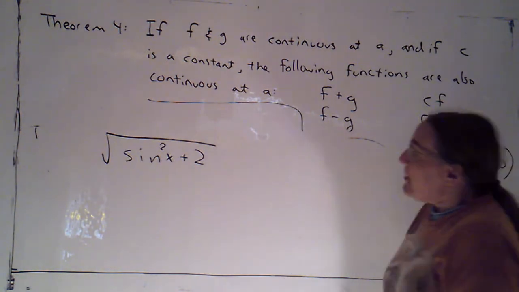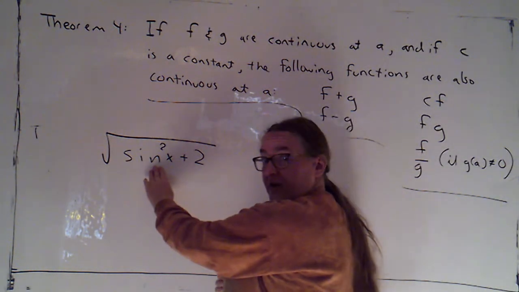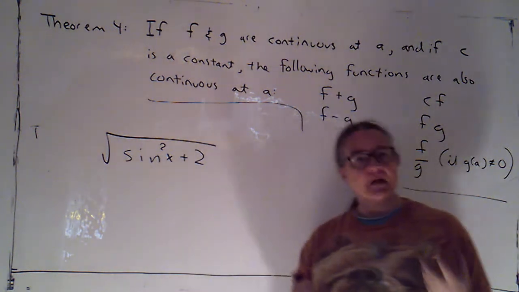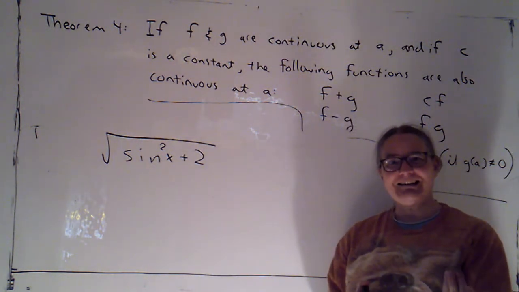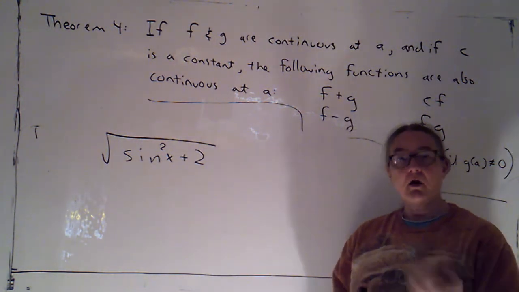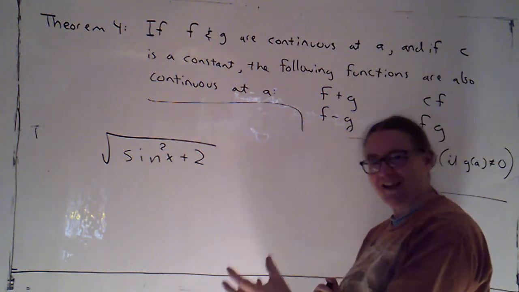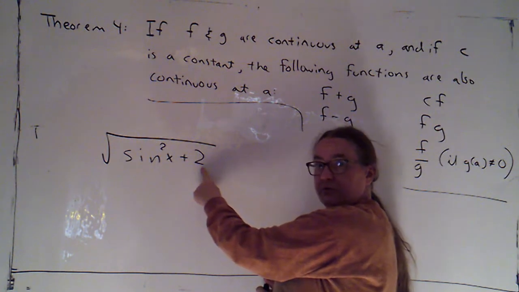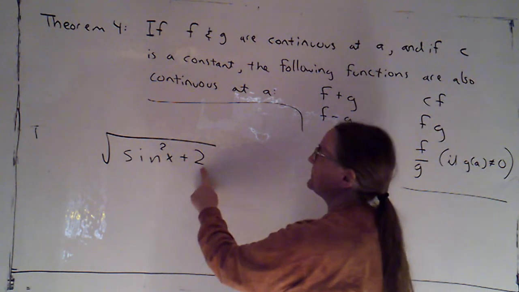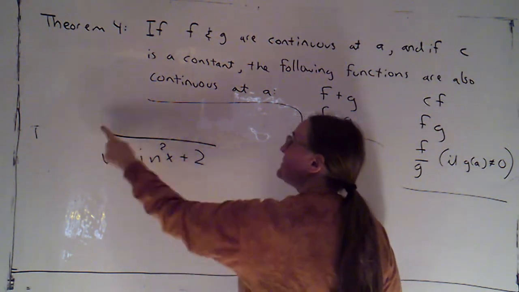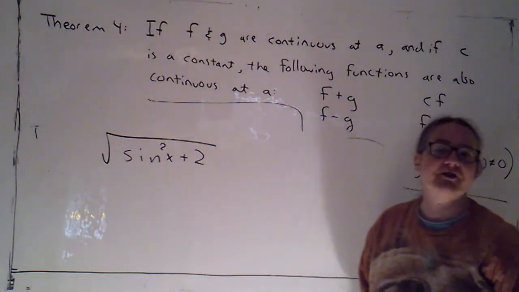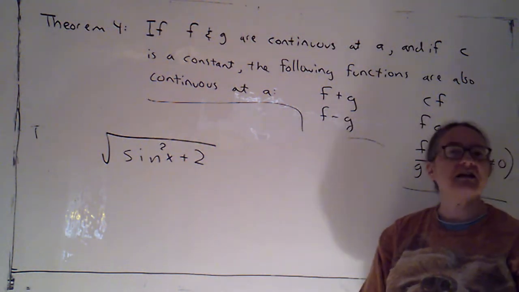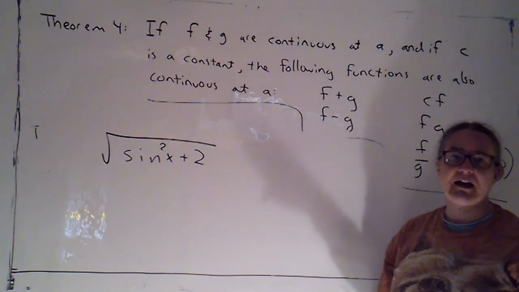Okay. But notice, sine squared of x, I could view that either as a composition, plugging sine into the squaring function, or it's just a product. That's the product of sine times sine. Then I'm adding 2. 2 is just a constant function. Okay. And I'm plugging that into the square root function, so that's a composition. So this function is going to be continuous on its domain.